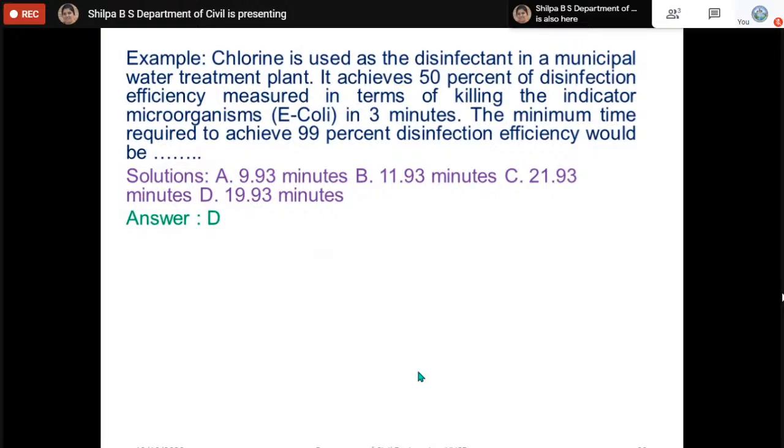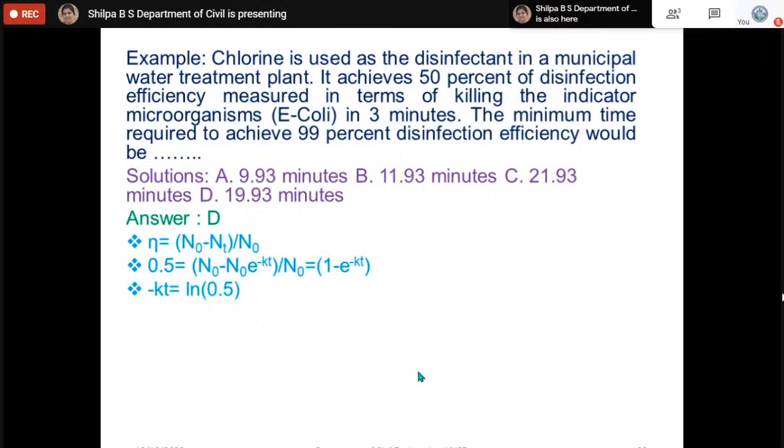So the next example here, the chlorine is used as a disinfectant in a municipal water treatment plant. It achieves 50% of the disinfection efficiency, which is measured in terms of killing of the indicator organism in 3 minutes. And the minimum time required to achieve 99% disinfection efficiency, we need to calculate the time required to achieve the 99%.